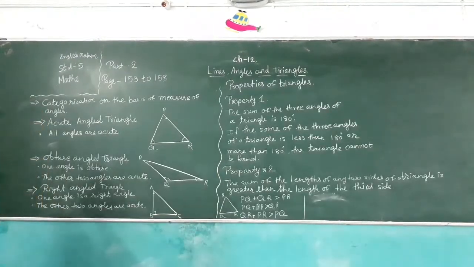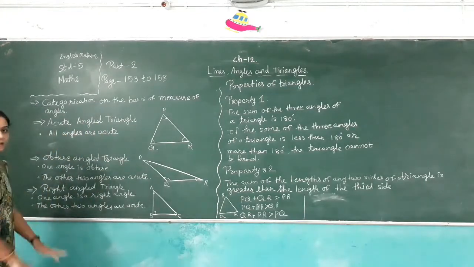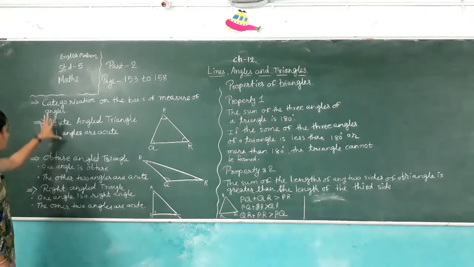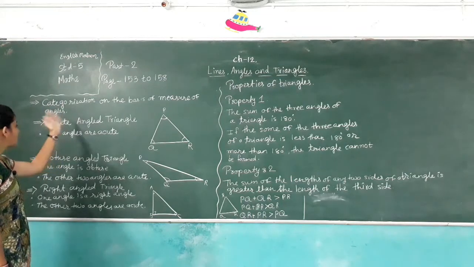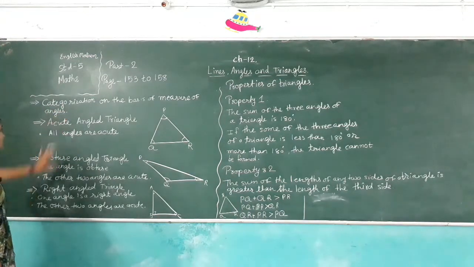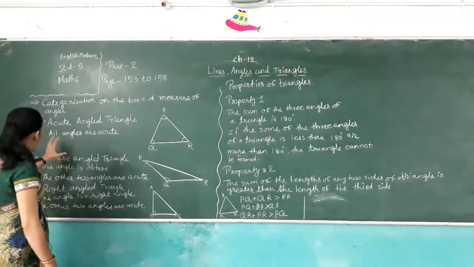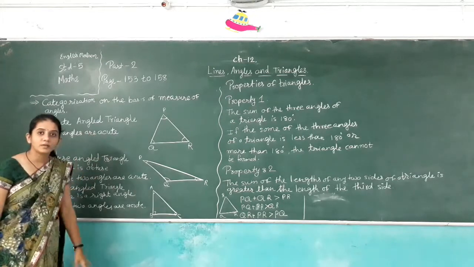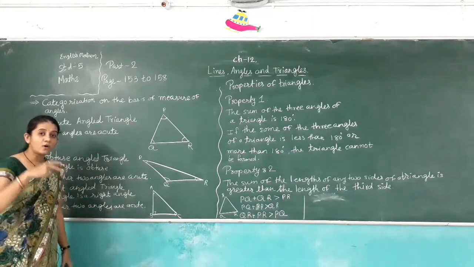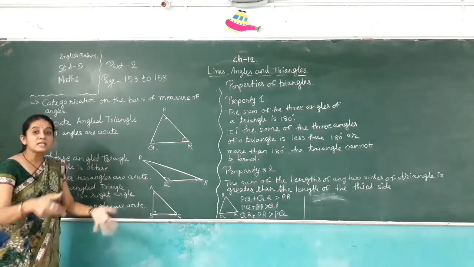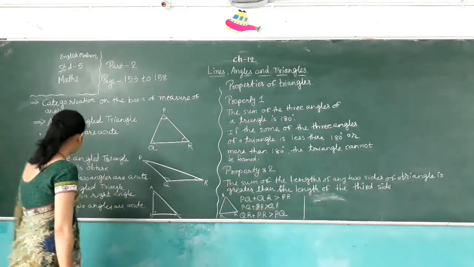Now next, categorization on the basis of the measure of angles. First we learned the categorization on the basis of the measure of sides. Here it is the measure of angles. Acute angle triangle. What is an acute angle triangle? All angles are acute. These types of triangles are called acute angle triangles.